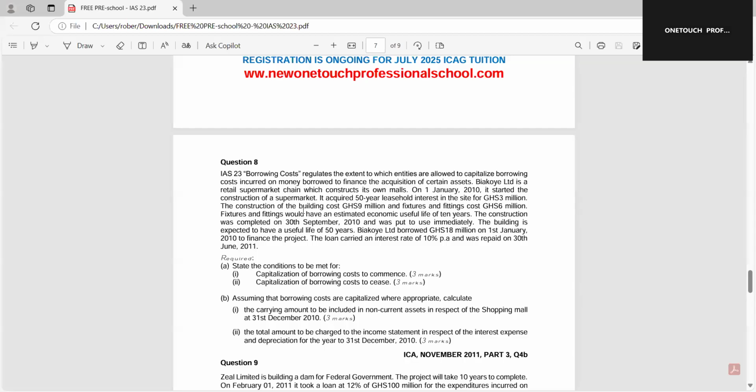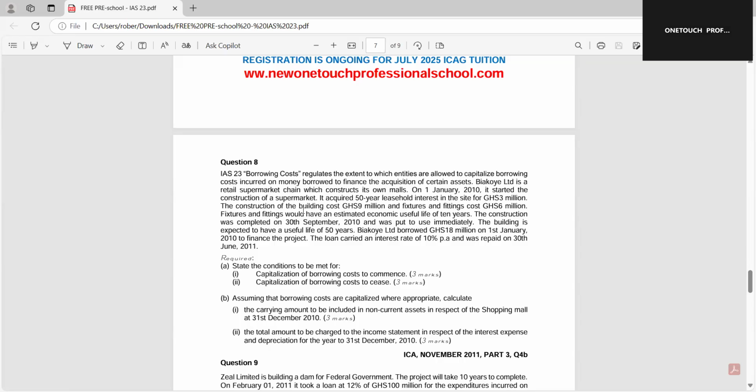Okay, so are you aware that we'll calculate the borrowing cost on the 80 million from 1st January up to when did they end? 30th September. That is 9 months, right? Yes, sir. After calculating the borrowing cost to capitalize, we are not going to have shopping mall as one item on the financial statement. It is the component of the shopping mall that we are going to recognize, right?